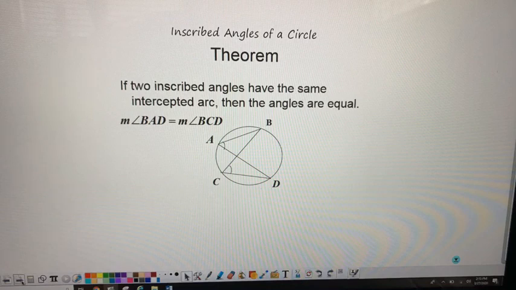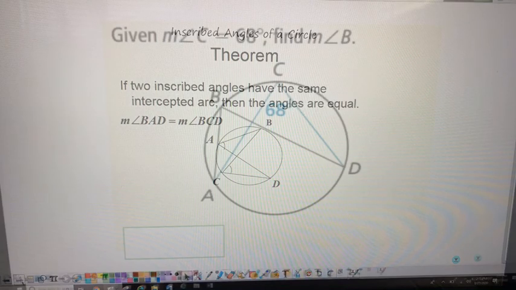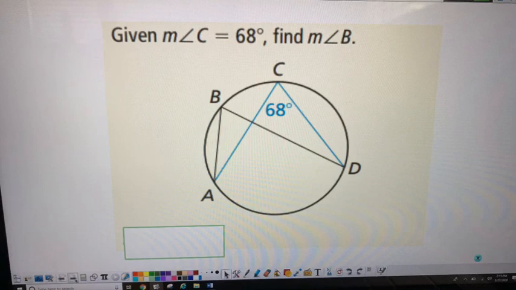Another theorem that you need to write down is the inscribed angles of a circle theorem. If two inscribed angles have the same intercepted arc, then the angles are equal. Okay, we need to find the measure of angle B when the measure of angle C is 68 degrees.